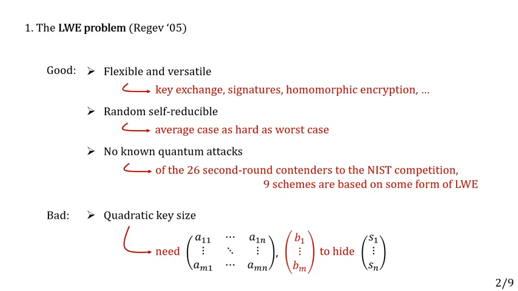But a big disadvantage of LWE is the key size. To hide this secret s_1 up to s_n, which consists of n elements of F_p, you need this entire linear system. And remember, we want to have more equations than unknowns, so it's at least a quadratic amount of data that you need to hide this secret.